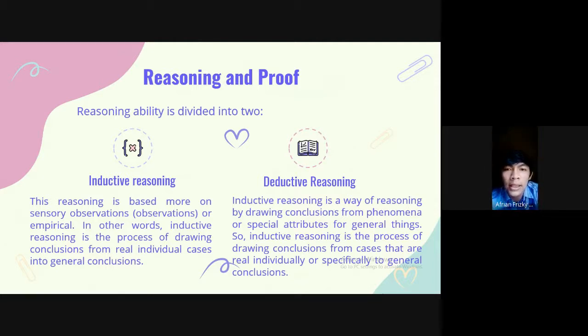And then the second is deductive reasoning. Deductive reasoning is a way of reasoning by drawing conclusions from phenomena or special attributes for general things. So, deductive reasoning is the process of drawing conclusions from cases that are real, individually, or specifically to a general conclusion.